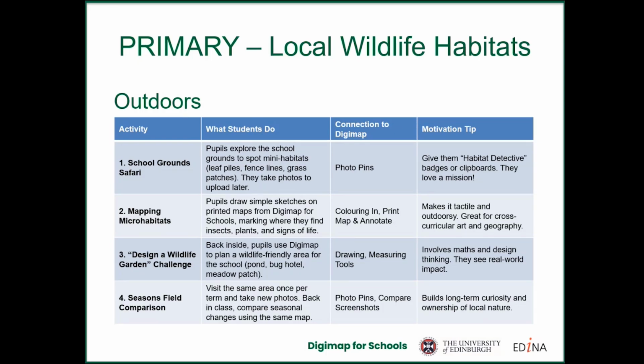Outdoors, once pupils understand what habitats look like on the map, you can take them outside to explore. They can use printed Digimap pages and take notes where they find plants, insects, or animal signs, like feathers or footprints. If you have access to iPads or tablets or any device that you can take outside to take pictures, as I said, you can take pictures and combine with your map.